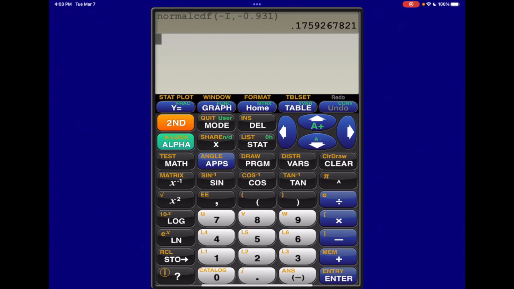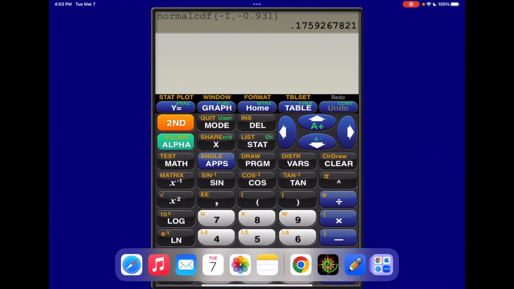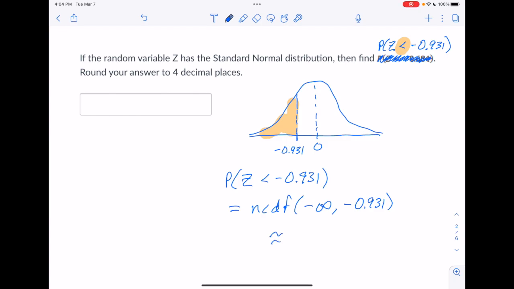Negative wouldn't make sense for area. So 0.1759 followed by a 2, so we'll stick with that 9. 0.1759. All right, so that is going to be the area to the left of negative 0.931, so that will also be the probability. That's what we would enter into our answer box in active learning.